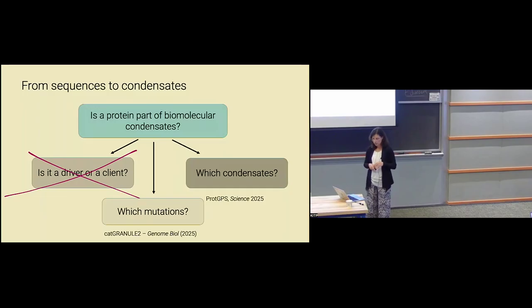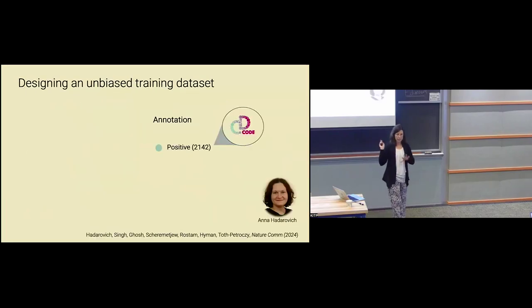So one of the major challenges in any type of machine learning or data-driven approach is to design the training data. So we have the positive data now from CD-CODE, and we are happy about that. But how do we define a negative data set? Like proteins that do not form condensates, or are not known to form condensates because maybe they just haven't been tested.